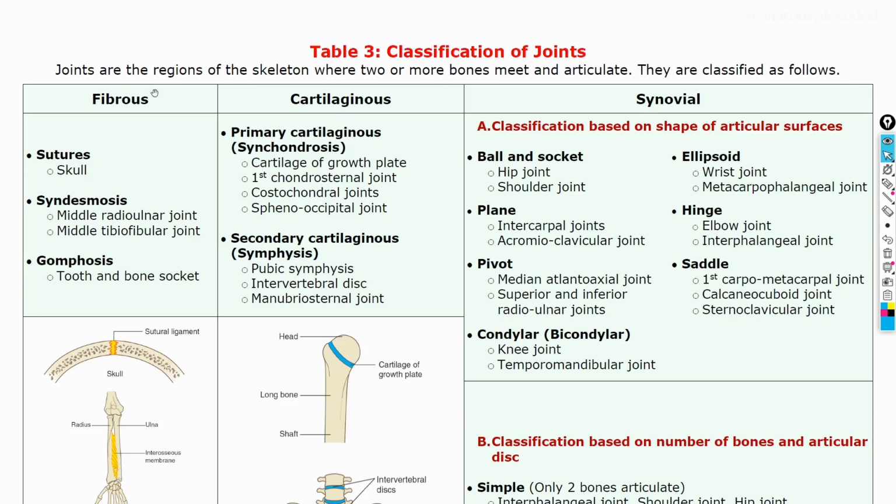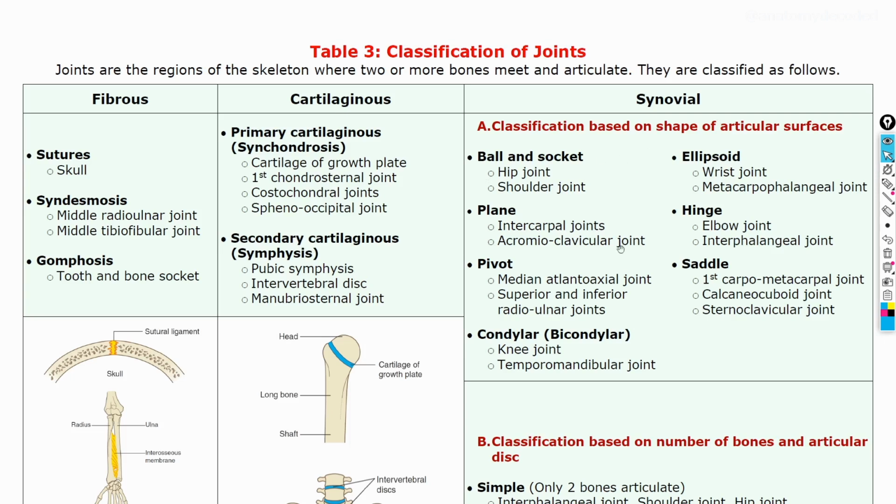joints and three basic headings: fibrous, cartilaginous, synovial. Sutures present in skull, syndesmosis, middle radioulnar joint, middle tibiofibular joint, gomphosis. Then look at the cartilaginous joint. Primary cartilaginous is also referred to as synchondrosis. Secondary cartilaginous joint is also referred to as symphysis. Look at the examples that we discussed. At least two we would have discussed, but additional ones are also mentioned here.